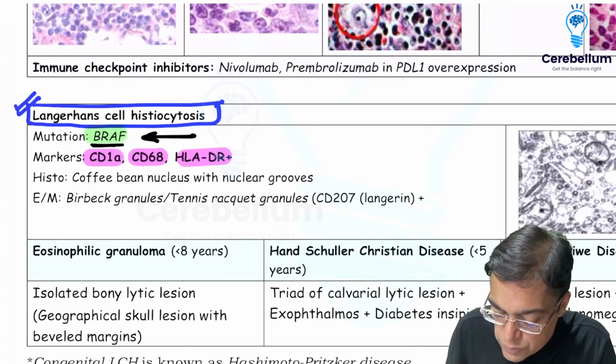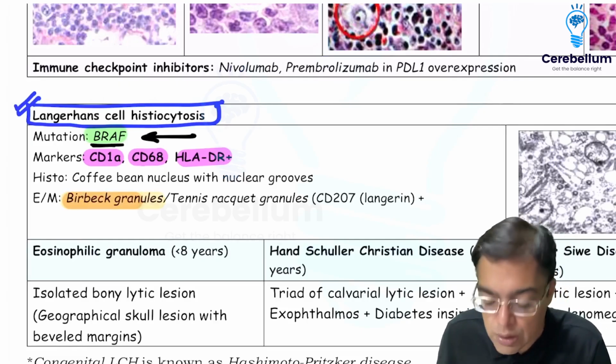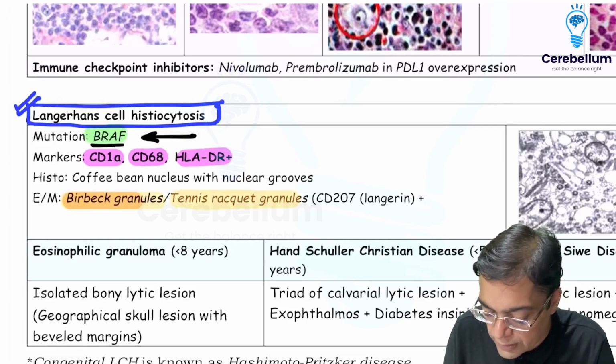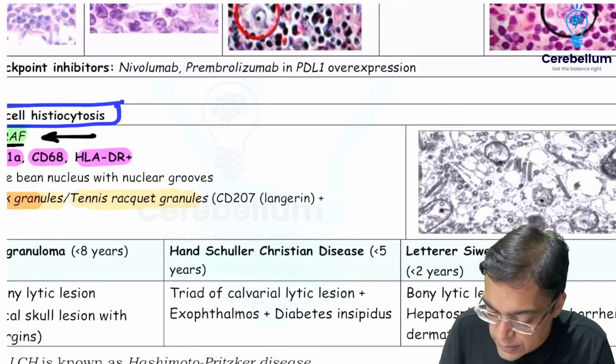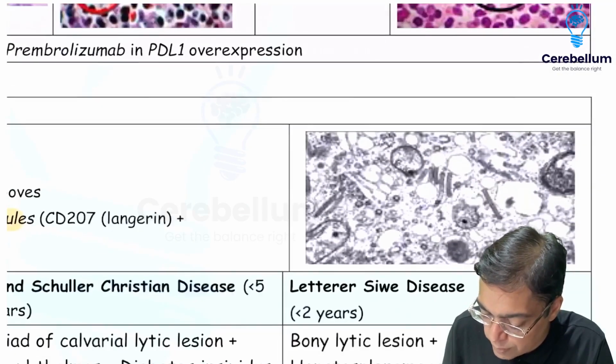We have the electron microscopic appearance of granules, which we talked about time and again, Birbeck granules. Birbeck granules have a tennis racket appearance. Tennis racket appearance that can be made out over here. So we are going to have cells which have a tennis racket appearance. That is what we need to remember over here.